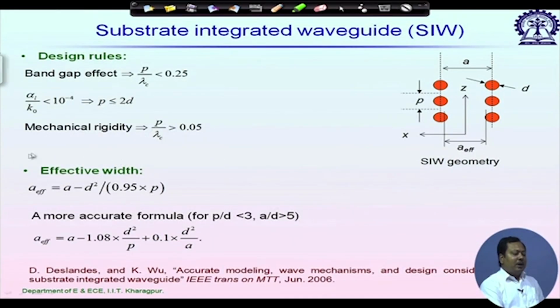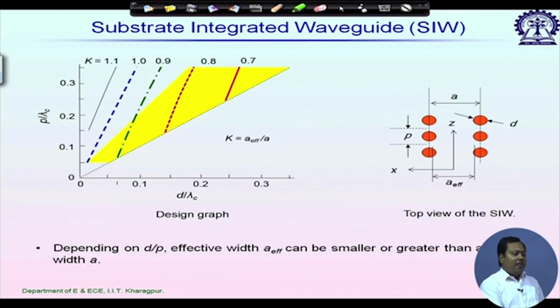Next, we have to calculate the effective width. Once we have the effective width A effective, then we can use the rectangular waveguide formula. A represents the physical separation, midpoint to midpoint, and A effective represents the effective separation between the two effective electric side walls. Now, let us see how A effective varies with the periodicity P and the via diameter D.